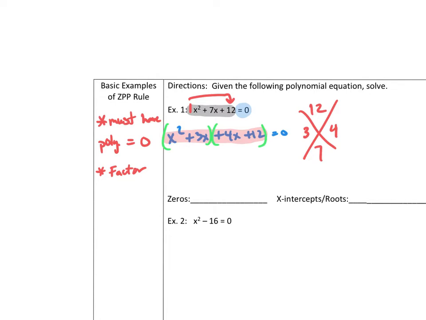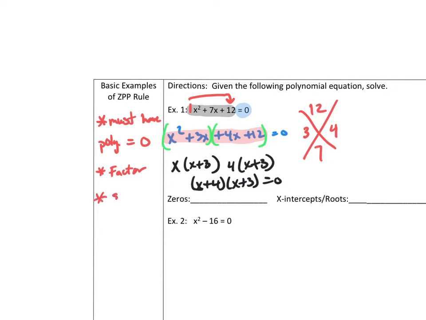When I group those out, I'm going to pull out an x to leave me x plus 3. The other one, you're going to pull out a 4 to leave you x plus 3. And we see that they match, so we know we're good. So my final factorization is x plus 4 and x plus 3 equals 0. So now we've factored. Okay, so what's our next step?